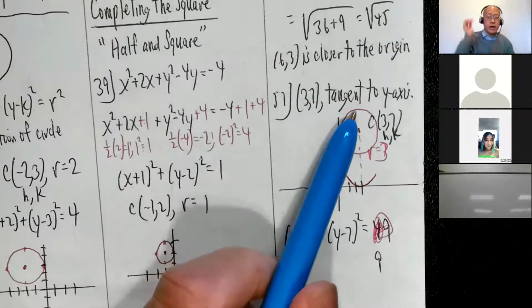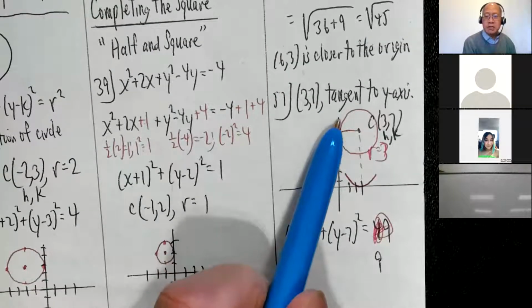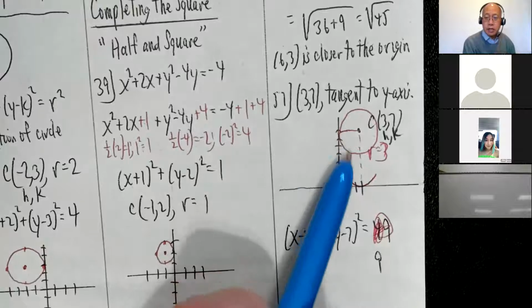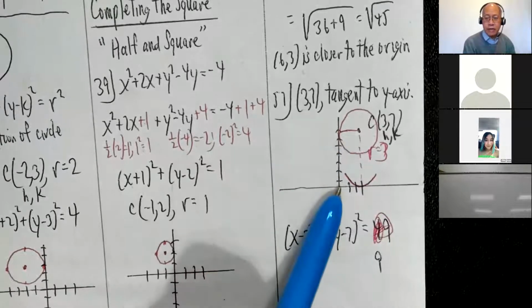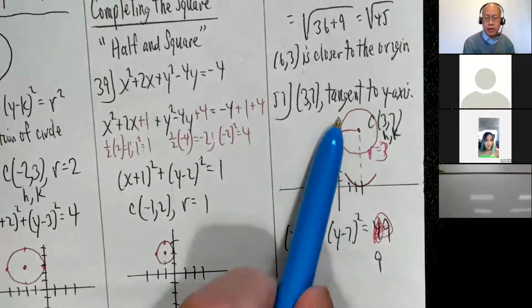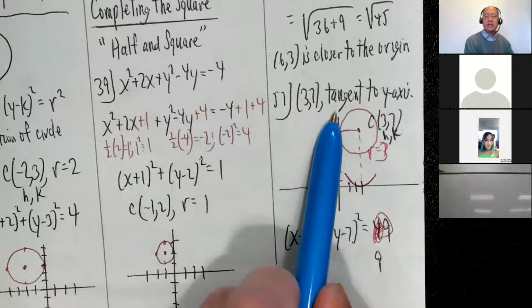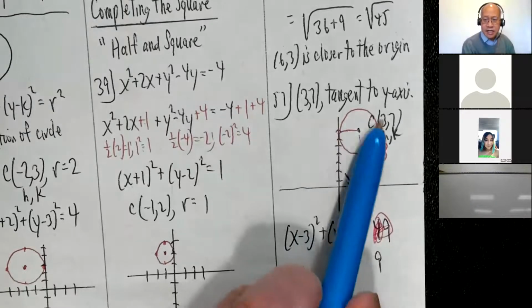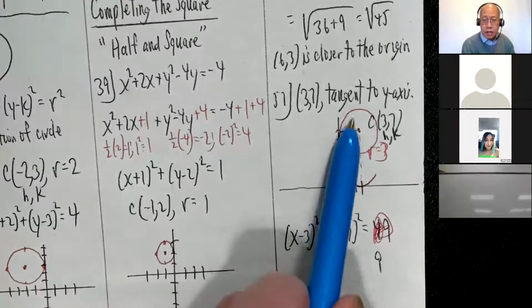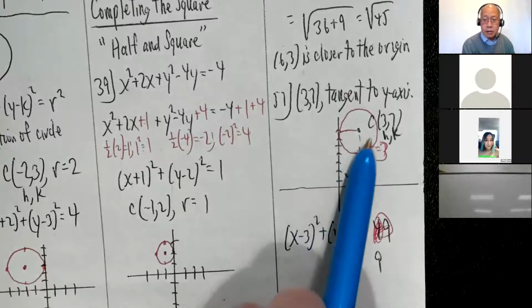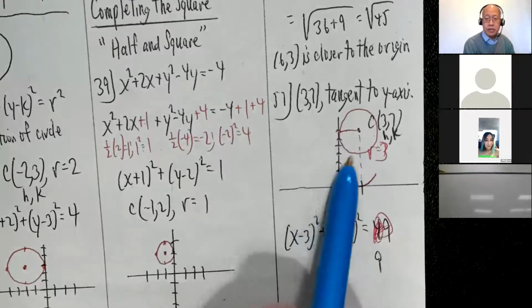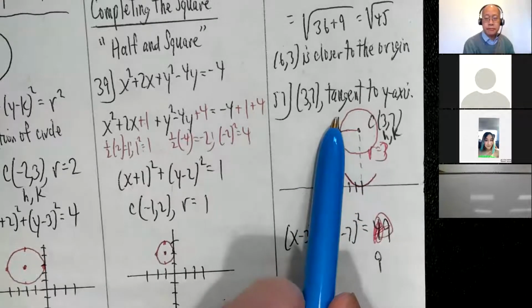3,7 tangent to the y-axis. Tangent means you just barely graze it. So 3,7, you should get that: 1, 2, 3, and 1, 2, 3, 4, 5, 6, 7, right? Now tangent to the y-axis means it's like this. It just barely grazes it. It doesn't come way out here. If it comes way out here, it would touch the y-axis twice.